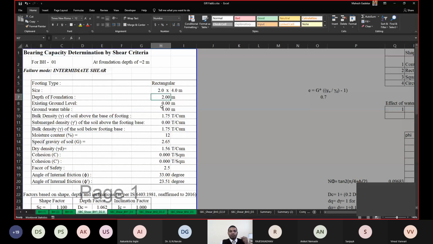Depth of foundation, existing ground level, groundwater table level, bulk density, submerged density, then moisture content, specific gravity of the soil, dry density. This can be calculated further based on the properties which have been specified. Then the cohesion factors C and C dash should be given. Factor of safety assumption and the internal friction, which is determined in the laboratory.